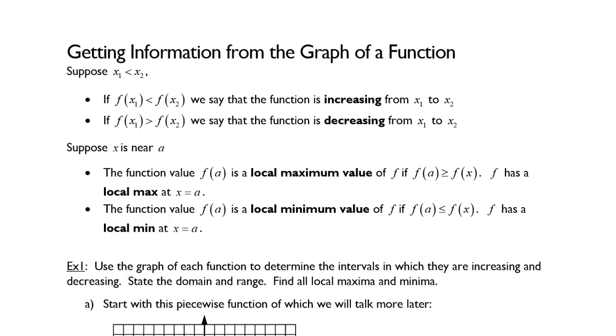The function value f of a is a local maximum value of f if f of a is greater than or equal to f of x, meaning when you substitute a in, it is the biggest possible range value as an output. f has a local max at x equals a when this happens. The function value f of a is a local minimum value of f if when you substitute a into the function, you get f of a is less than or equal to f of x. So f has a local min at x equals a.